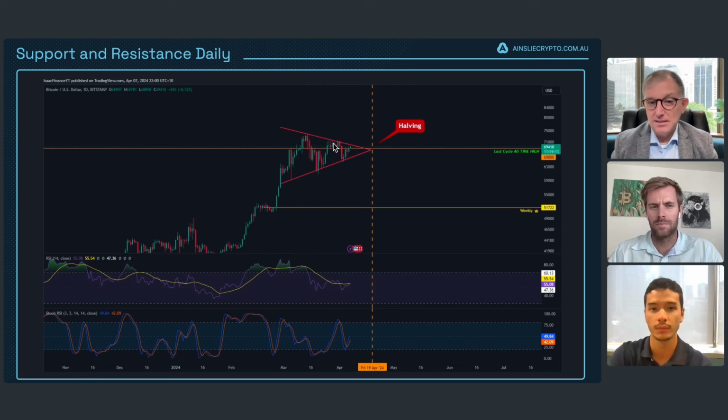Is it different this time? Do you see that the sentiment really is there, that people are really enthusiastic about the halving? How are you interpreting that?